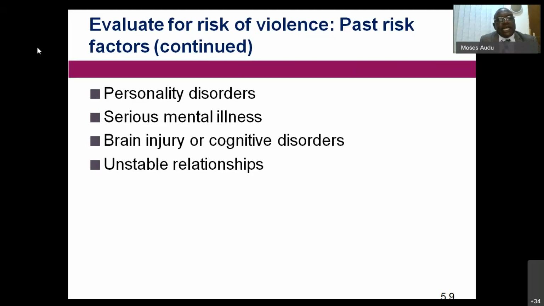But it doesn't mean that everyone who has a personality problem, or serious mental illness, brain injury, or cognitive disorders, or unstable relationships must necessarily become violent. But if you have a cluster of symptoms, then you must have a high index of suspicion that they are likely to become violent and take precautions so that you help the client and help yourself and help others who might be injured or may run into trouble with the client.